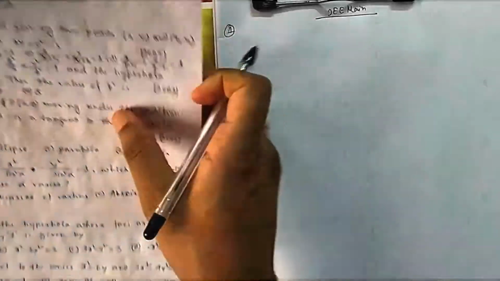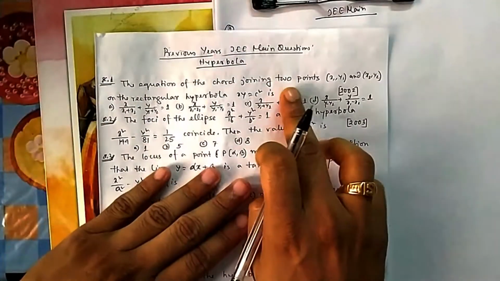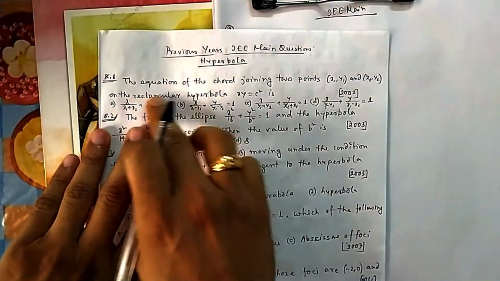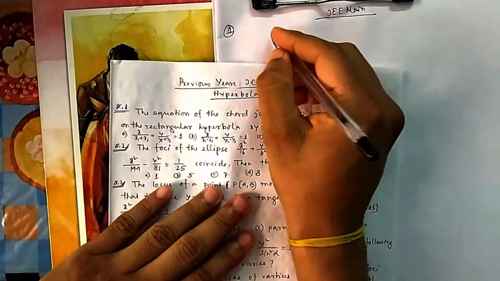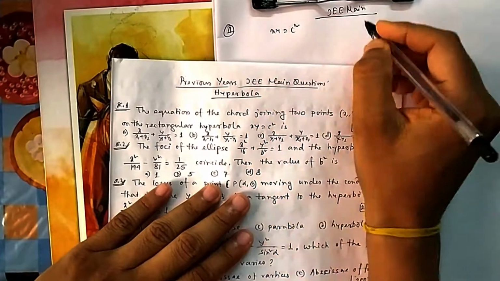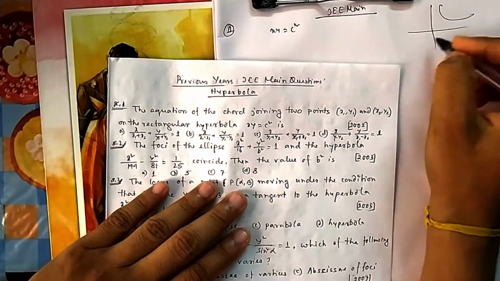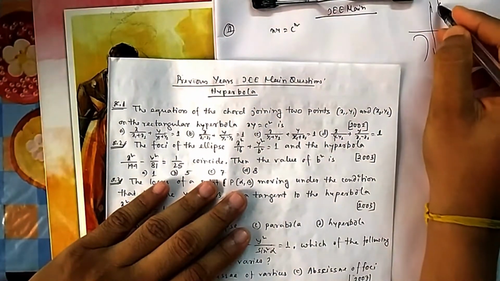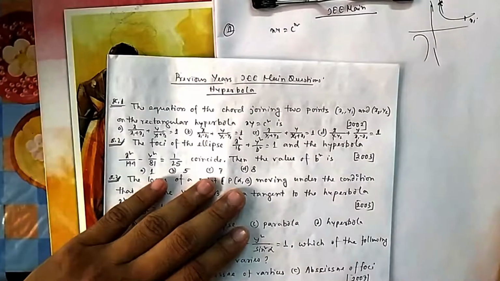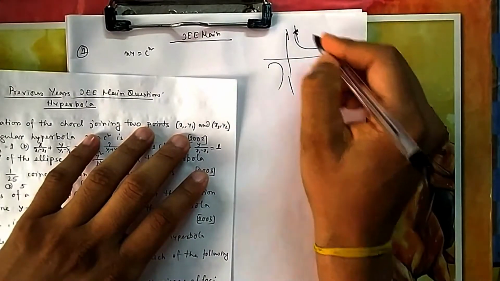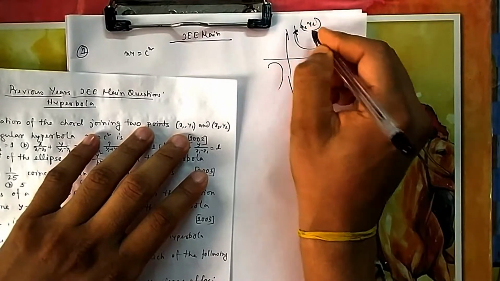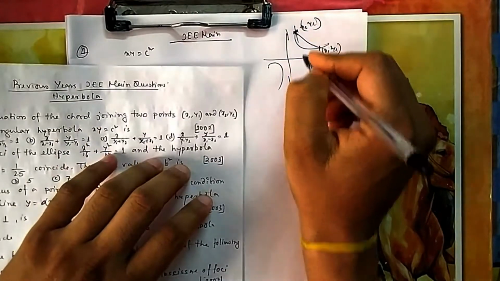So if you come to question number 1, the equation of the chord joining 2 points x1, y1, x2, y2 on the rectangular hyperbola, this one. So your hyperbola is this one. You have 2 points on that. Suppose this is one rectangular hyperbola. 2 points are given x1, y1, x2, y2. No need to draw also, but still I am drawing. You have to find the equation of this chord.